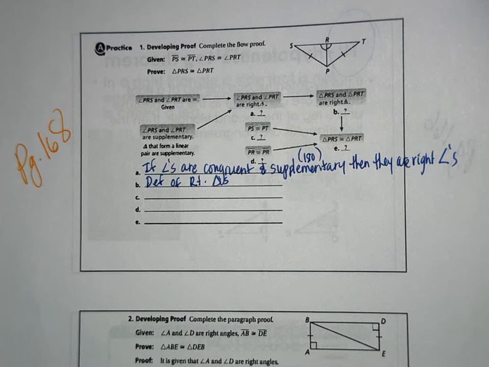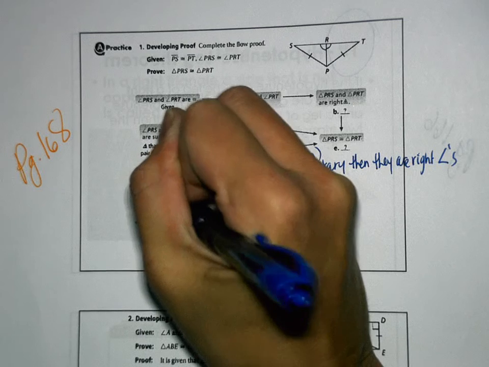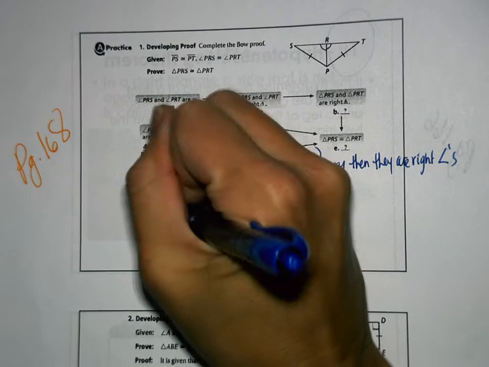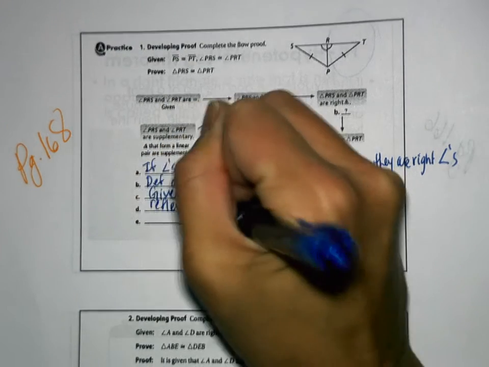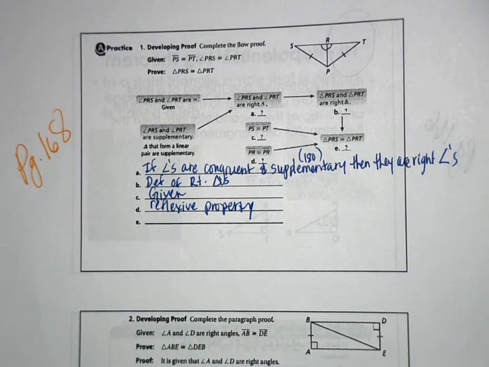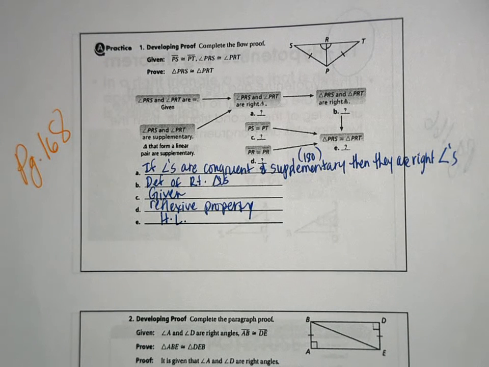Okay, C. PS is congruent to PT. How do we know that? If you look up here, it is given. Good. D. Line PR is congruent to line PR, and that is by, very good, the reflexive property. And then E says the triangles are congruent, and we know they're congruent by which method? Hypotenuse leg, which we'll just write as HL.